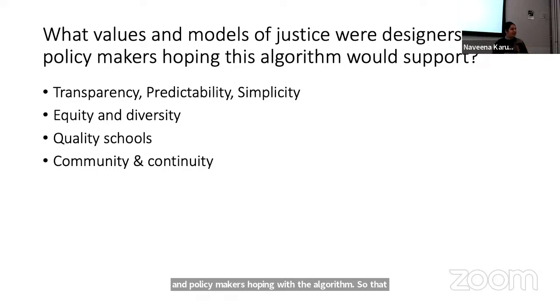We found 4 main values. So the first one was transparency, predictability, and simplicity. The second one was equity and diversity. Third one was quality schools, so maintaining the schools in the city. And the fourth one was community and continuity.